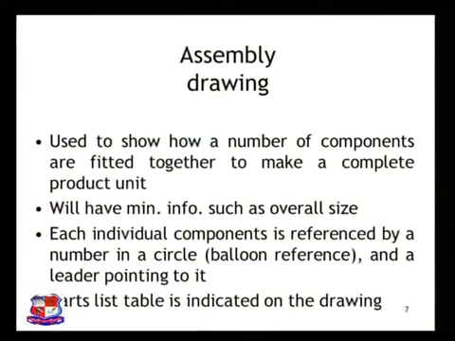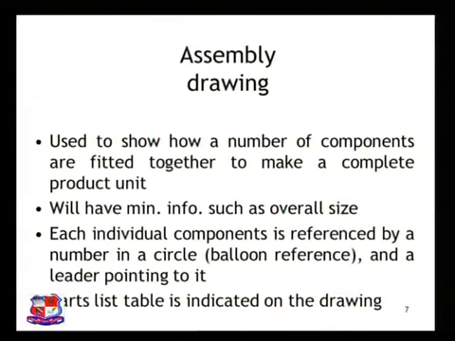Now, the assembly drawing: where it is used and what its importance is. The assembly drawing is used to show how a number of components are fitted together to make a complete product unit, how they should be placed together to prepare a complete product. It will have the minimum information such as overall size. Individual sizes are not mentioned in the assembly drawing, and overall dimensions may be shown in the drawing. Even it is not compulsory to show overall dimensions as well.